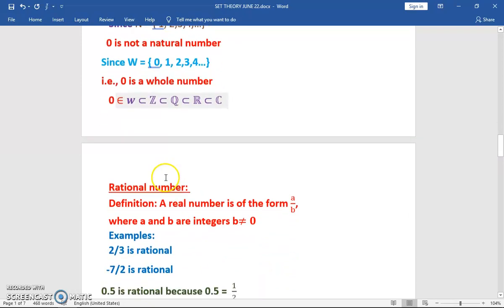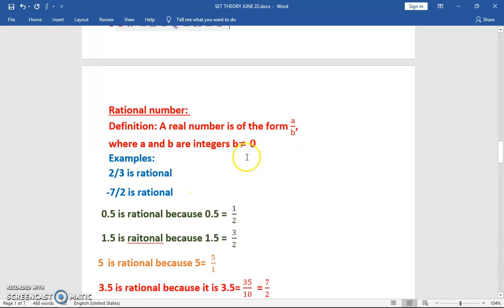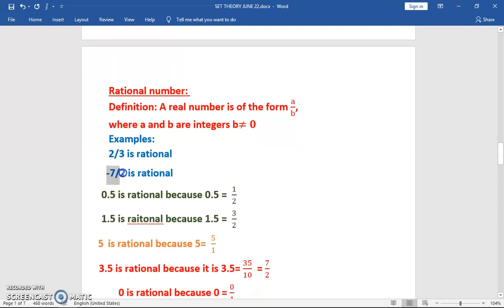Let me give you the definition for a rational number. A real number of the form a by b is said to be a rational number. In other words, any number that can be written in the form of a by b is said to be a rational number. And note that b should not be 0. Let's take some numbers and discuss. I take 2 by 3. The number itself is of the form a by b, so it is a rational number. Minus 7 by 2 is also of the form a by b, where a is equal to minus 7 and b is equal to 2. So minus 7 by 2 is a rational number.